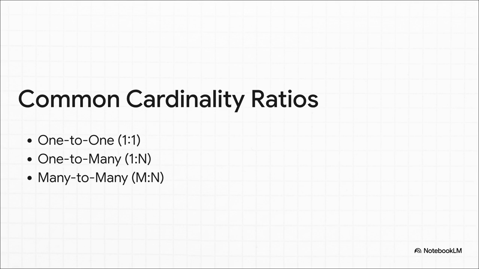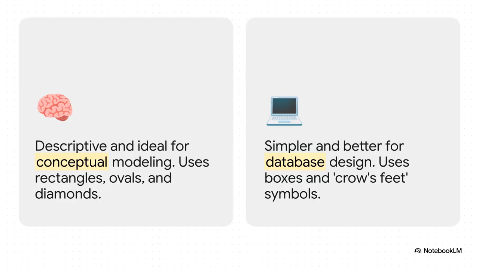So there are three main ratios you'll see all the time. 1-to-1, like one driver is assigned to one specific truck. 1-to-many, where one author can write many books. And many-to-many, which is like when one student can enroll in many courses and at the same time, one course can have many students.